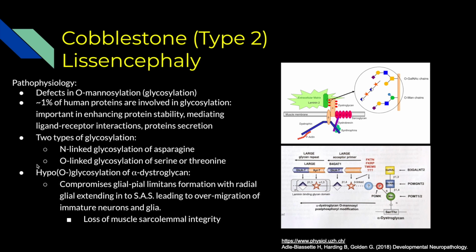Glycosylation is a very important process. About 1% of our proteins are thought to be involved in glycosylation, and glycosylation of proteins is really thought to enhance protein stability, mediate ligand receptor interactions, and help shuttle proteins for secretion. So when these are defective, you can have aberrations in normal biology.